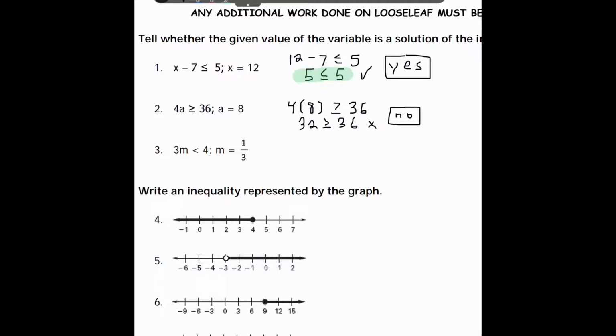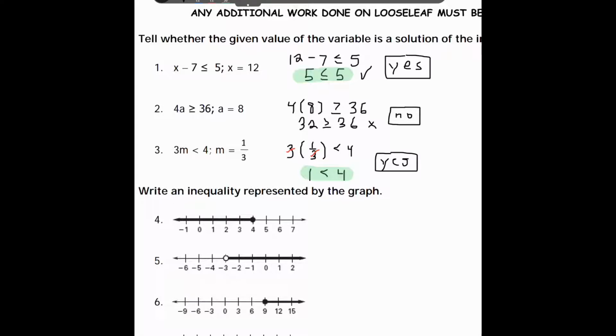Number 3. 3m is less than 4, with the value of m being 1/3. Let's substitute 1/3 in for m. 3 times 1/3 is less than 4. 3 times 1/3 is just 1. You can figure that out by doing cross-canceling if we so choose. And 1 less than 4 is a true statement because 1 is less than 4. So yes, we have a true statement.